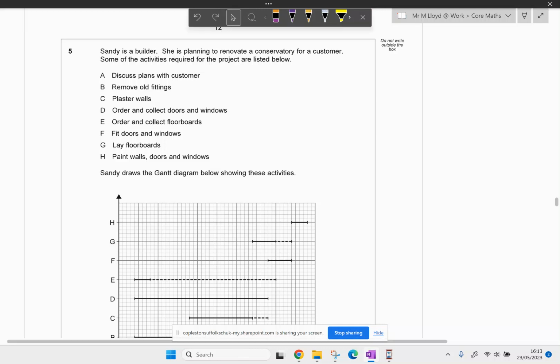This is a 14 marker, so stick with me on this one. Could be a long journey. Sandy is a builder. She is planning to renovate a conservatory for a customer. Some of the activities required for the project are listed below. Sandy draws the Gantt chart below showing these activities.